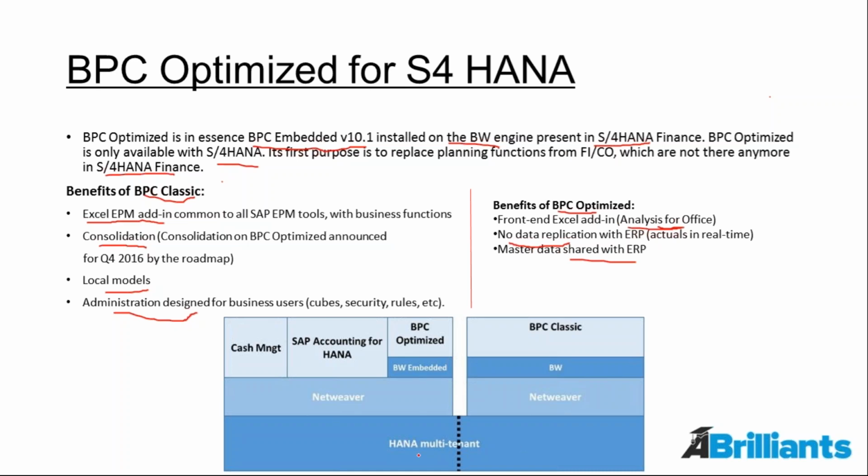So no data replication is required here. If we see in this diagram, we have the HANA layer and then NetWeaver layer. That's same for both. Then we have the BW layer and then the BPC Classic. Here we have BW embedded. That is for S4HANA, and then BPC optimized.